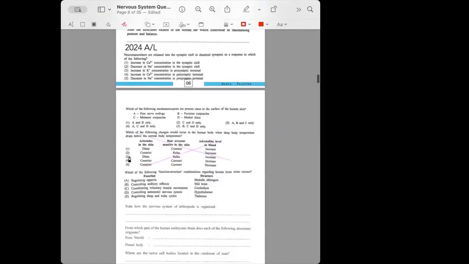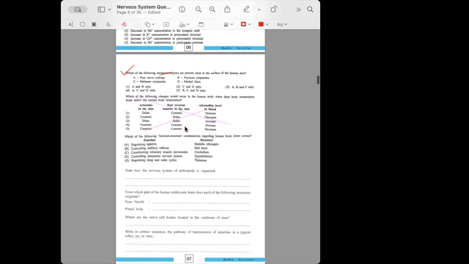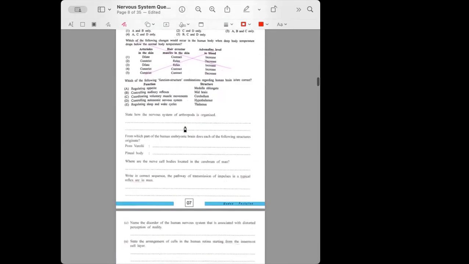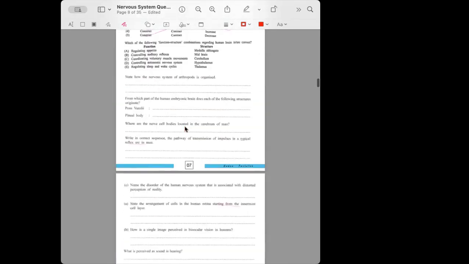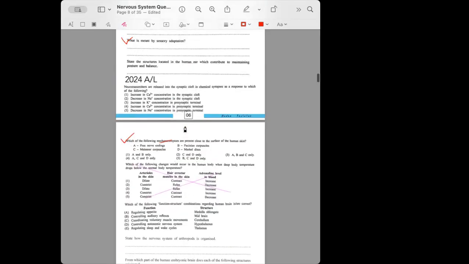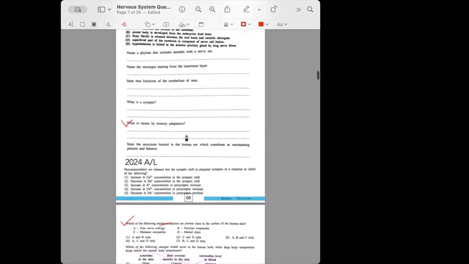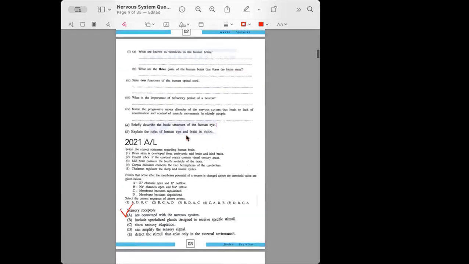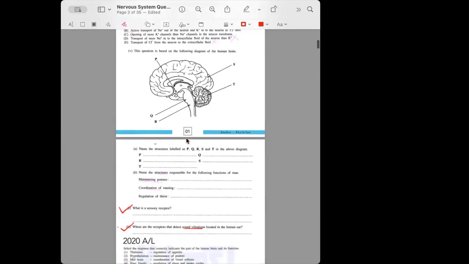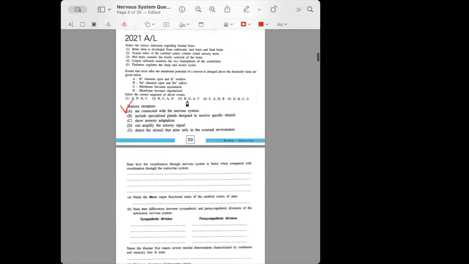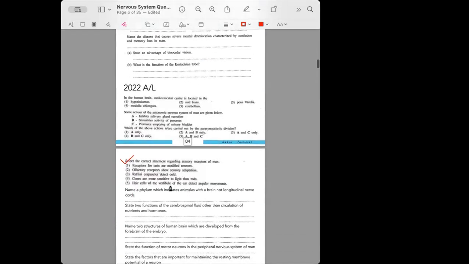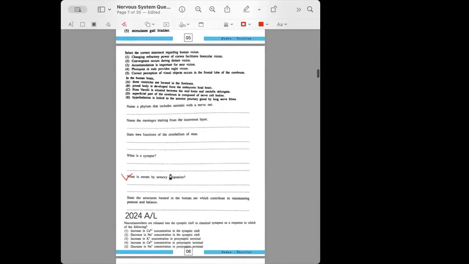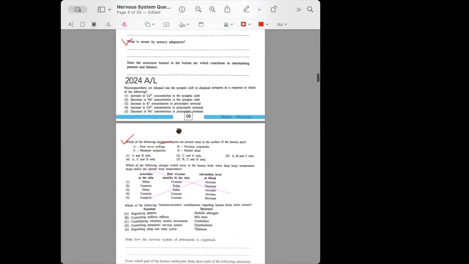Then in the 2024 paper, you have an MCQ. In the 7th page, there is an MCQ. Which of the following mechanoreceptors are present close to the skin surface? And yeah, that's all I think. So usually in every paper, there will be an MCQ or there will be one question in the structured essay. So I'll show once again. In 2019, you have structured essay questions too. 2020, there was no question. In 2021, you have an MCQ. 2022, you have an MCQ. 2023, you have a structured essay question. And in 2024, you have an MCQ.